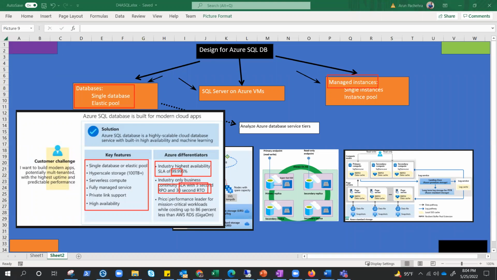Now, here it says, when there is a requirement for a customer who wants to build modern applications with the highest uptime and predictable performance. Now we know, let me erase these. These will disturb us later. So now we know, let me remove that.